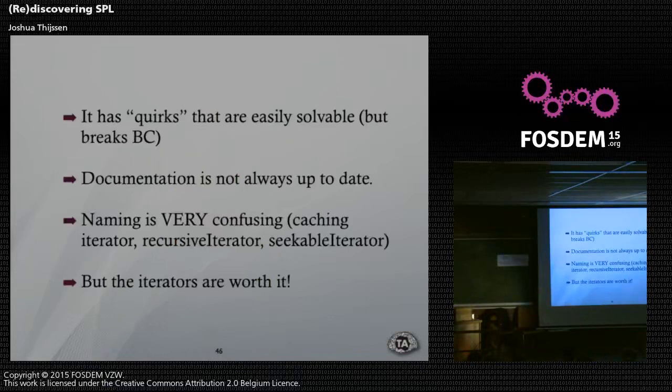The thing is, there are a lot of quirks in it, but they're easily solvable, but it means BC breaks. I would really say, okay, let's give it a try on PHP 7, but the documentation is not really up to date, so that makes it really hard. The naming is very confusing. There's something called a caching iterator, which does everything except caching, literally. Well, it can do caching, but not in the way you think. There's a recursive iterator, we already discussed that one. And there's a seekable iterator, which obviously is not an iterator, but an interface.